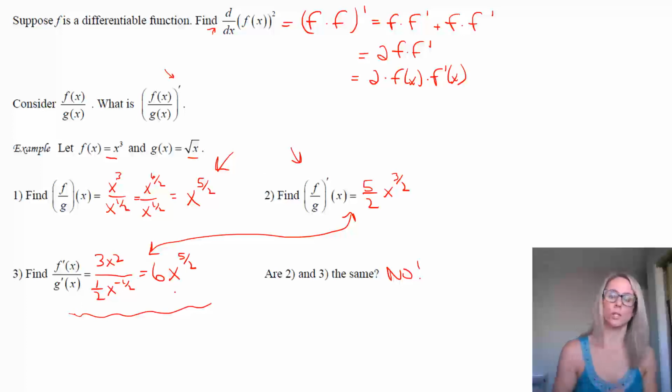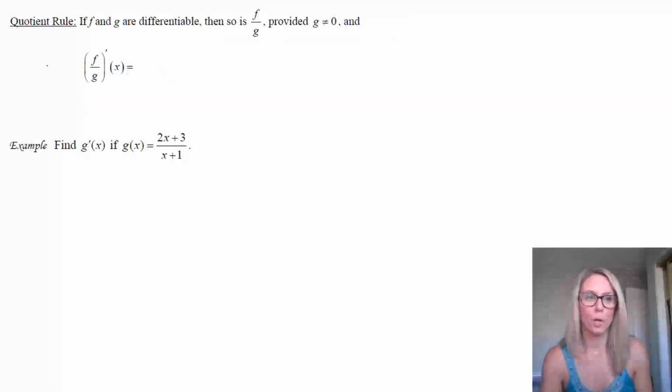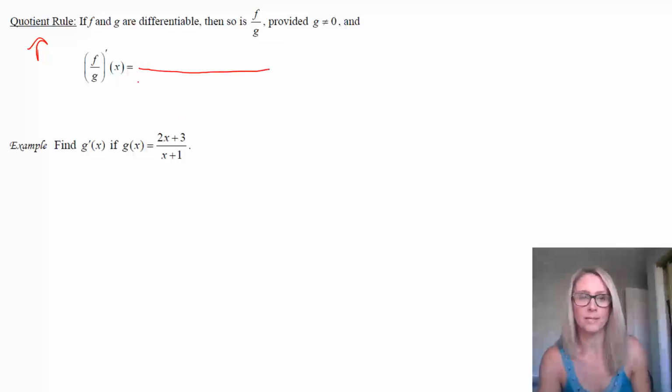So if you are taking two functions and you're dividing them, you cannot just take the derivative of each piece. If you need to find the derivative of them, you can't just take the derivative of each piece and divide. So here is what we have to do. So here's what's called the quotient rule. Quotient because we're talking about division. So love it or hate it, we've got this division sign here.